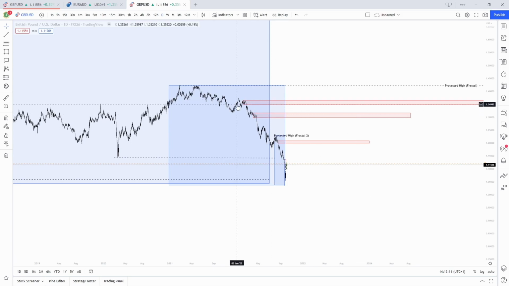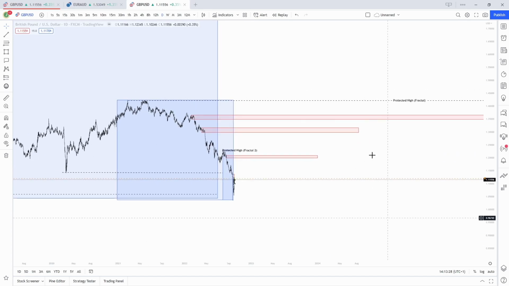1.2974, I believe that is, around that region, and then 1.348. So if price breaks this protected high, I'm looking at these 2 POIs for a reversal to get involved in shorts longer term, to expect that price will exceed this low.